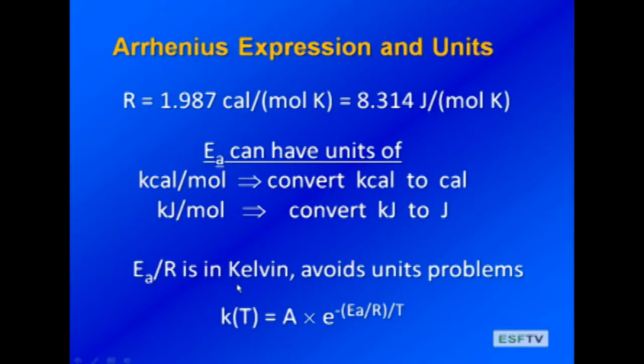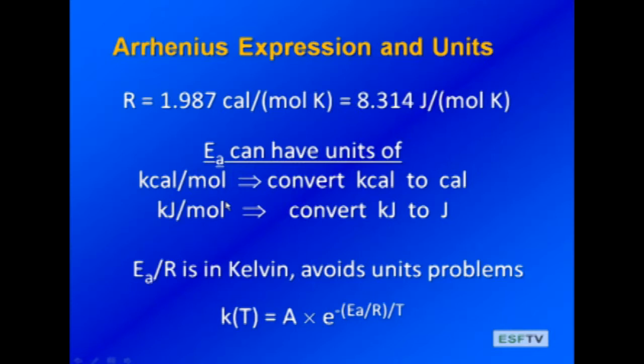So, with the Arrhenius expression, there are some issues of units. We have the gas constant R in that exponential, and that can be listed in calories per mole Kelvin or joules per mole Kelvin. The activation energy is most commonly listed in kilocalories per mole or kilojoules per mole. And when it's listed like that, you have to remember to convert kilocalories to calories or kilojoules to joules. Otherwise, you'll have an error of a factor of 1,000 in the exponential, and that will be a big error.